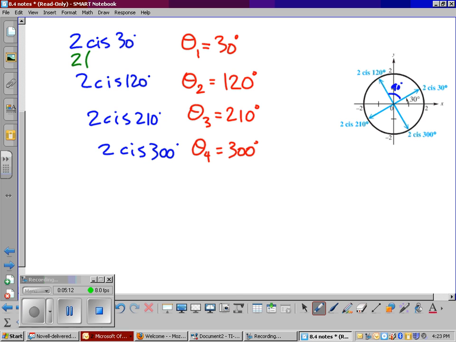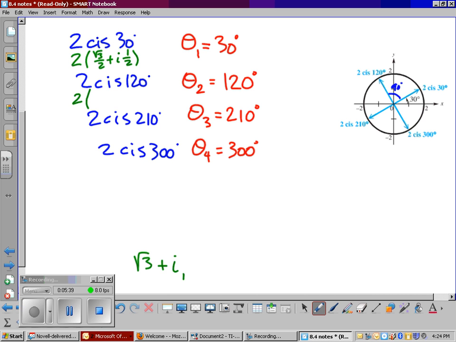If we're in quadrant 1 for 30 degrees, then everything's going to be positive there. So I'm just evaluating cosine 30 degrees, which is square root of 3 over 2, using the hand trick, plus I sine 30 degrees, which is 1/2. And then if I simplify that answer, I'm going to have square root of 3 plus I.